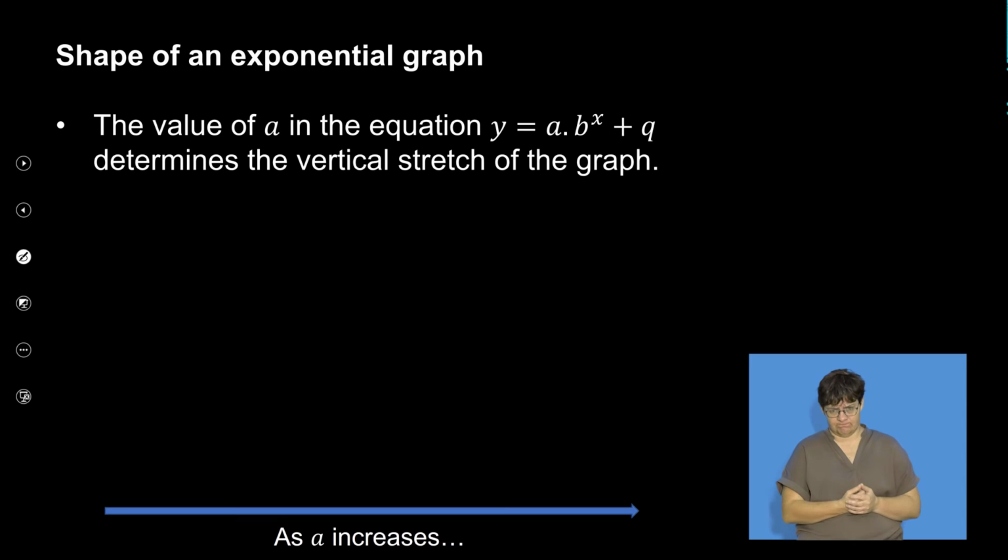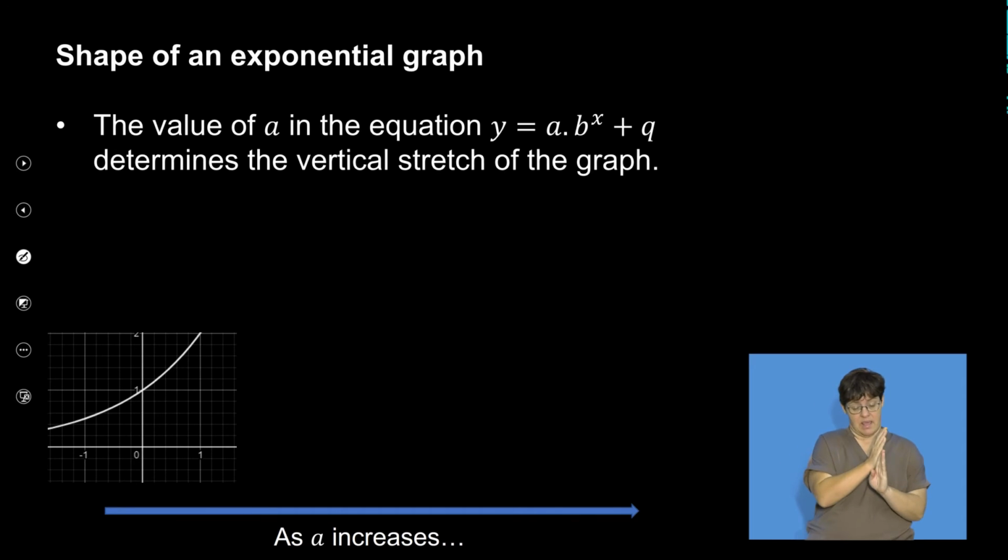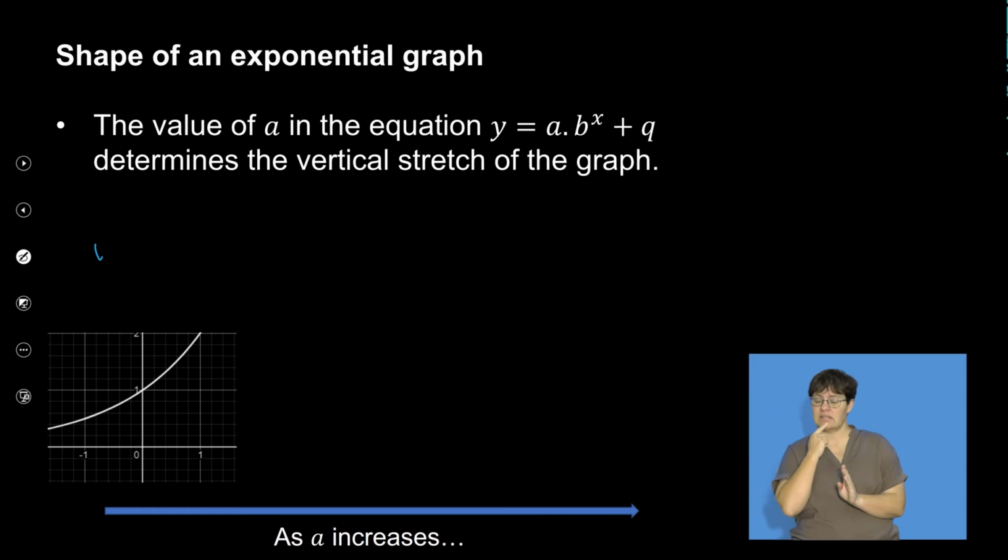Now, the value of a in the equation determines the vertical stretch of the graph, right? What does that mean? As a increases, firstly, we can say that this is y equals 2 to the exponent of x, right? Because it's an increasing function.